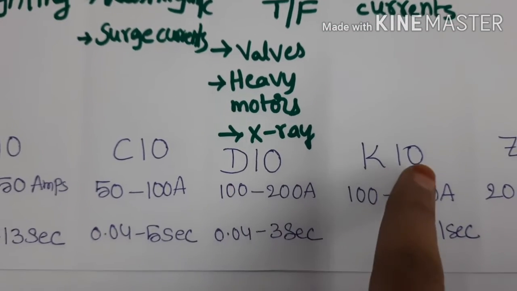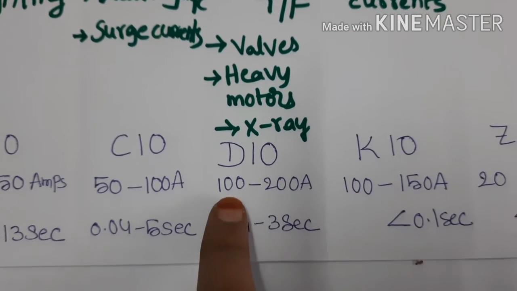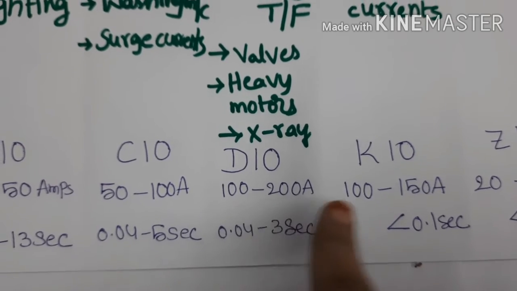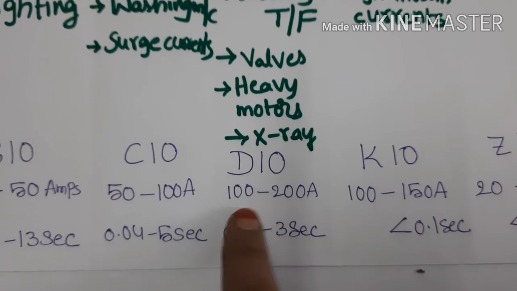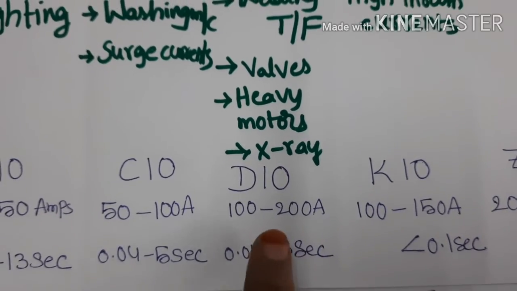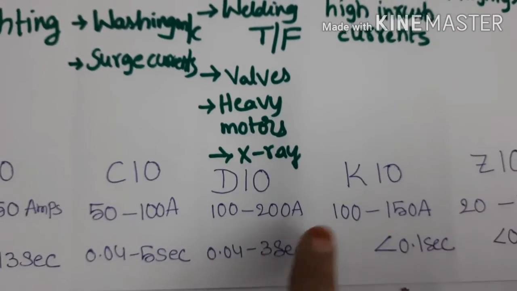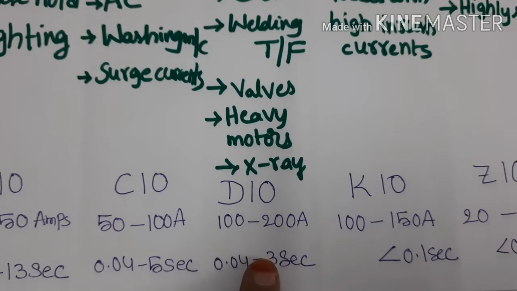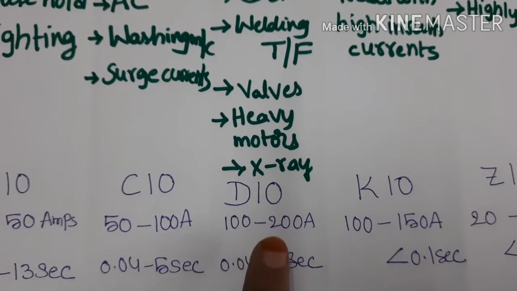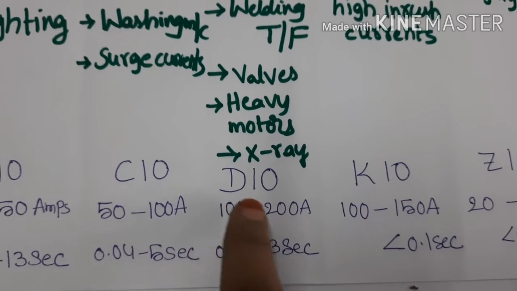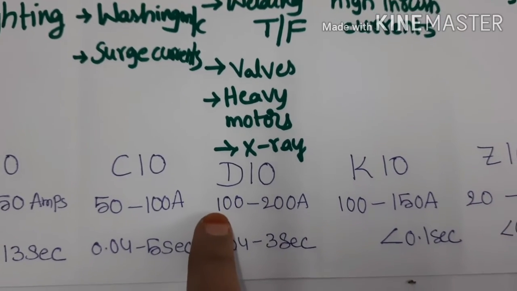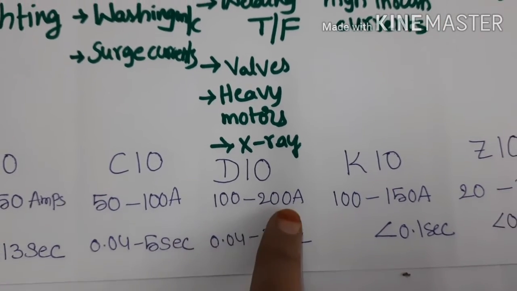Here D and K type MCBs both have a starting current of 100. This is up to 150 but this is up to 200 amps. These two are used for heavy loads. This is used for X-ray machines, welding transformers, valves, motors, etc. If the fault current is above 100 amps, it will operate. If the fault current is even 99 amps, it will not operate.